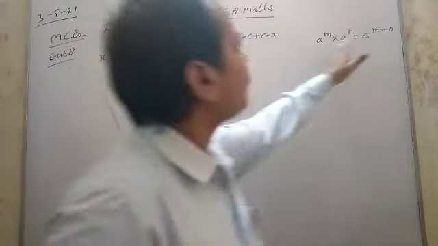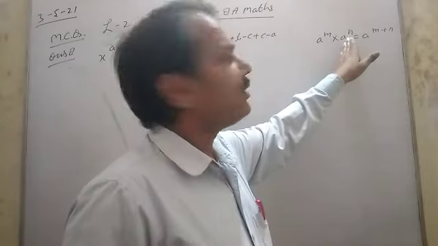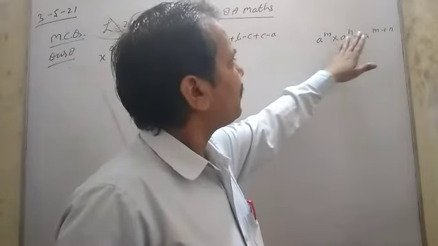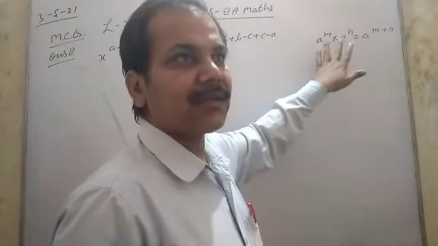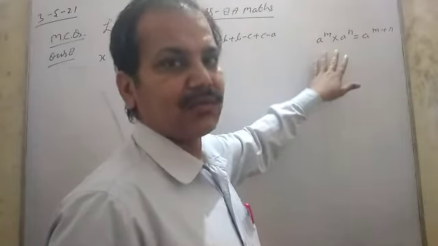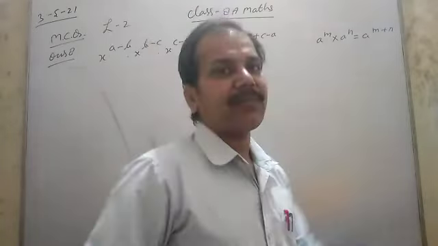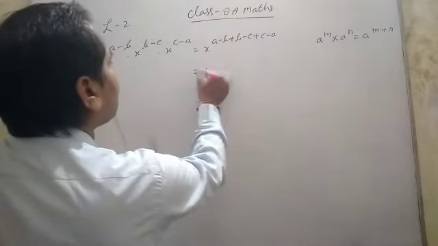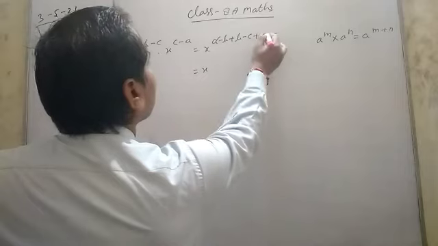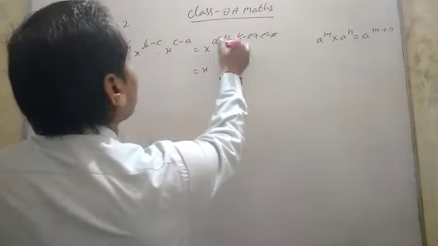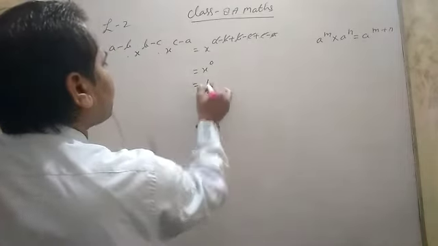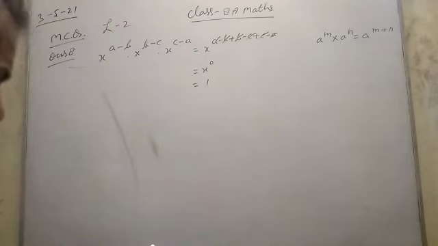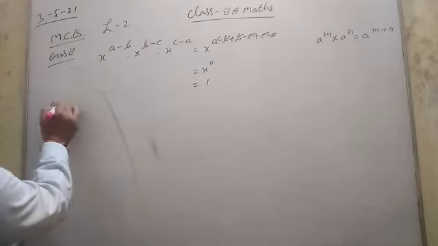Or if more than two exponential forms are given, also you can add their powers if bases are the same. So simplified: cancel a minus a, plus c minus c, b minus b, and x power 0, you know, is 1. So in that, option C. Okay. Then question number 9.